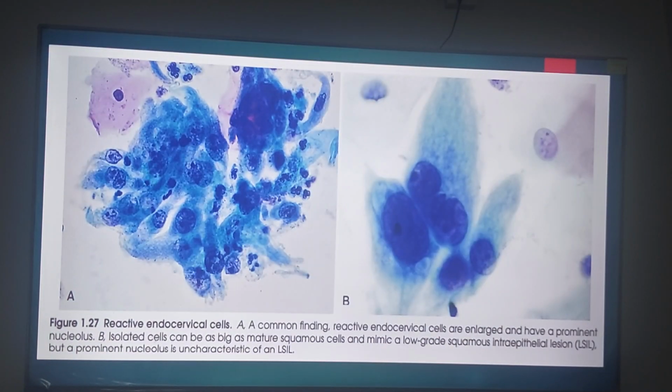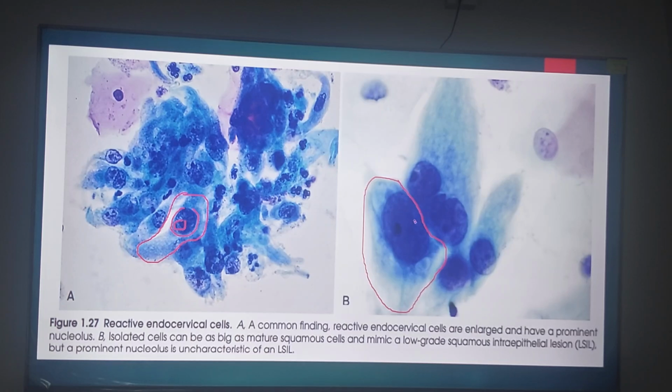And also the reactive endocervical cells. How can we identify the reactive endocervical cells? This cell shows an enlarged nucleus, hyperchromatic, coarse chromatin with prominent nucleoli. This is called reactive endocervical cells. But this is different from that. This is also reactive, but this is different from that cell.